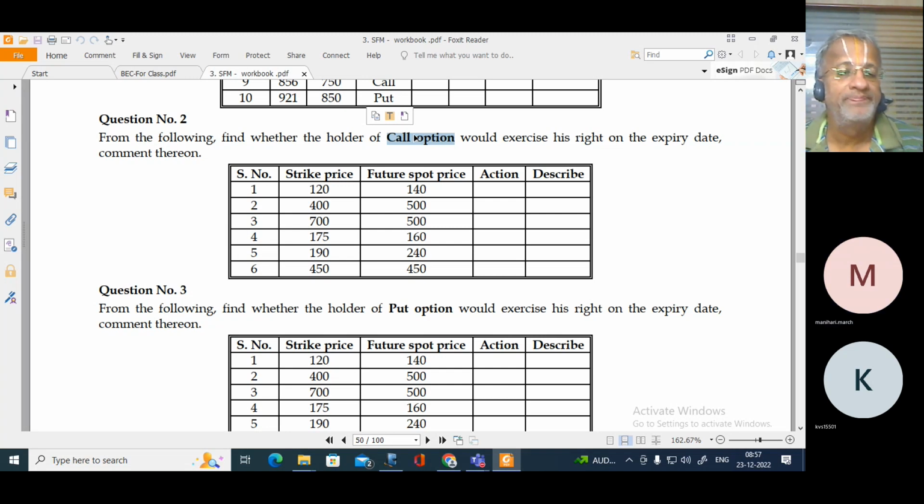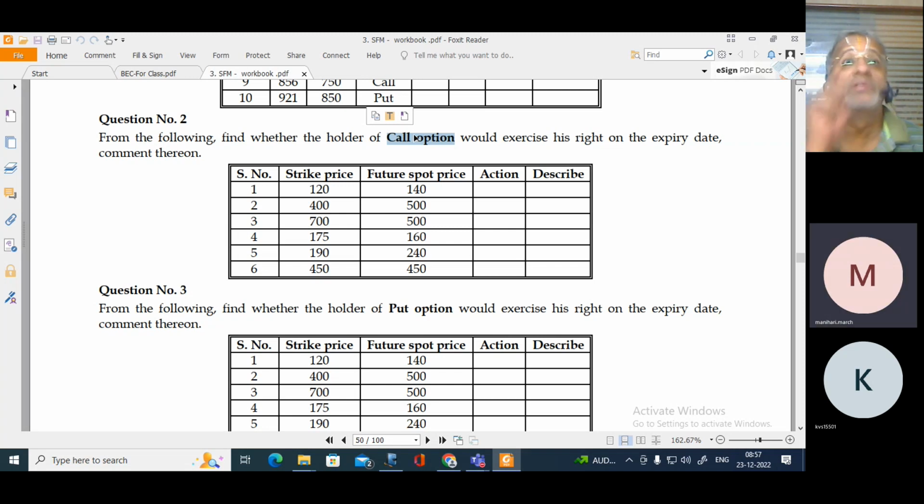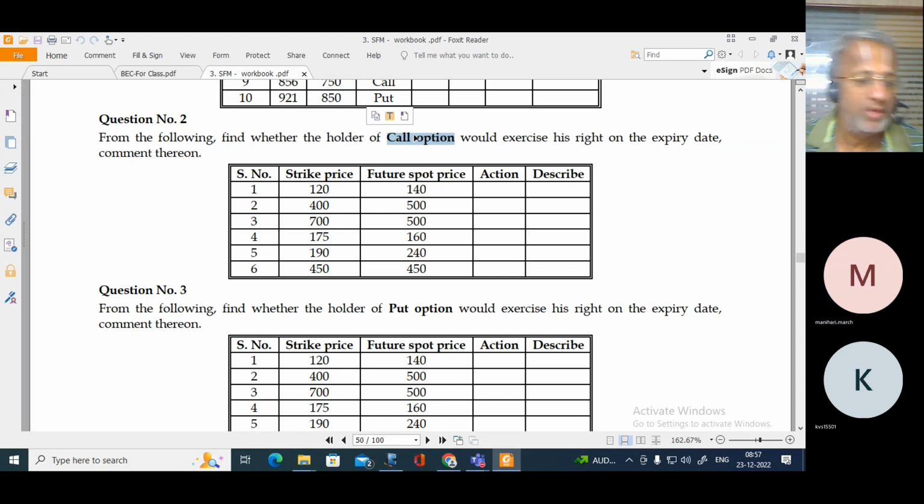400, 500. Action is that exercise in the money. 700, 500. Action is do not exercise, out of the money. 175, 160, do not exercise, out of the money. 190, 240, exercise and in the money. 450 and 450, do not exercise, at the money. Question number 2 over.